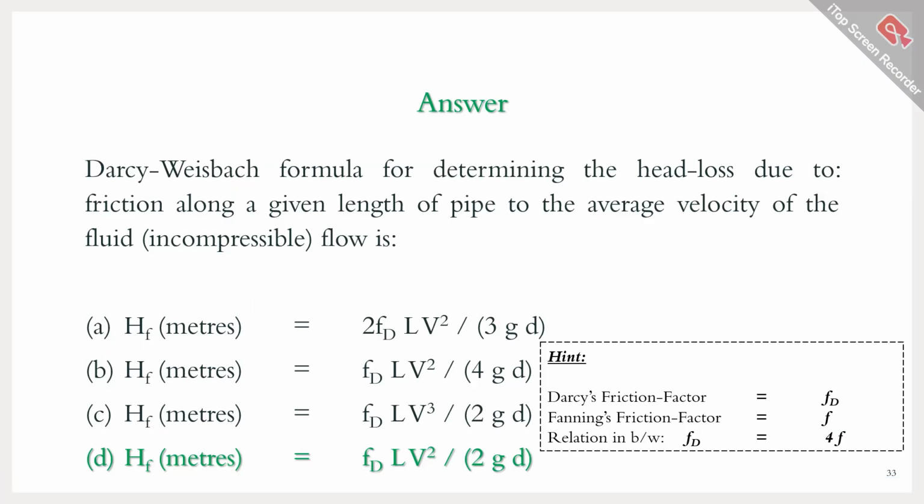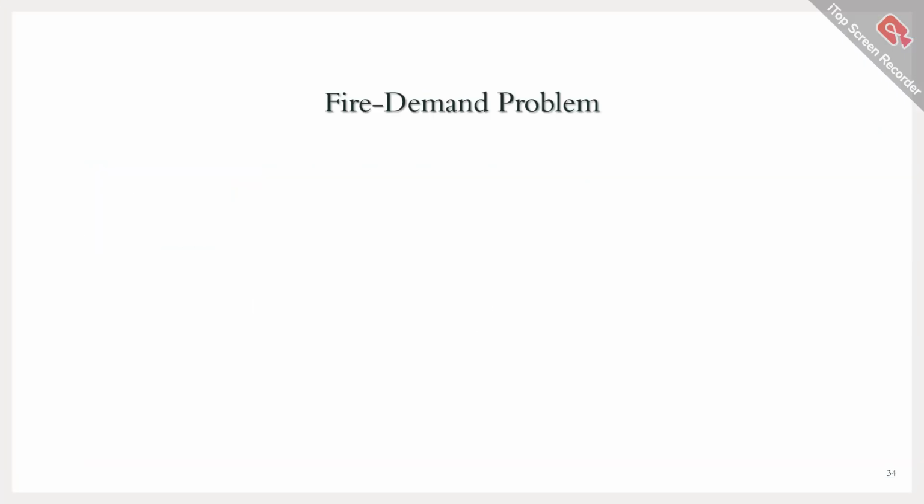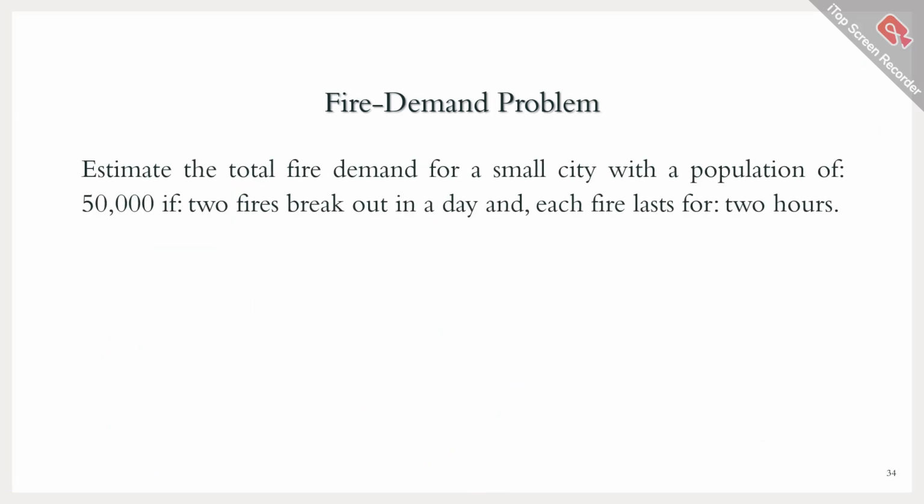Okay. Now we'll move on to our next problem, which is basically a fire demand problem. Here you have to estimate the total fire demand for a small city with a population of 50,000 if two fires break out in a day and each fire lasts for 2 hours. So there are 2 fires and each fire lasts for 2 hours. So total 4 hours of fire.